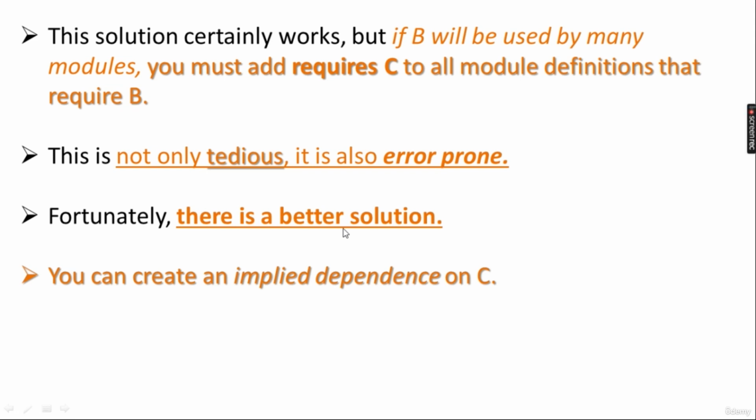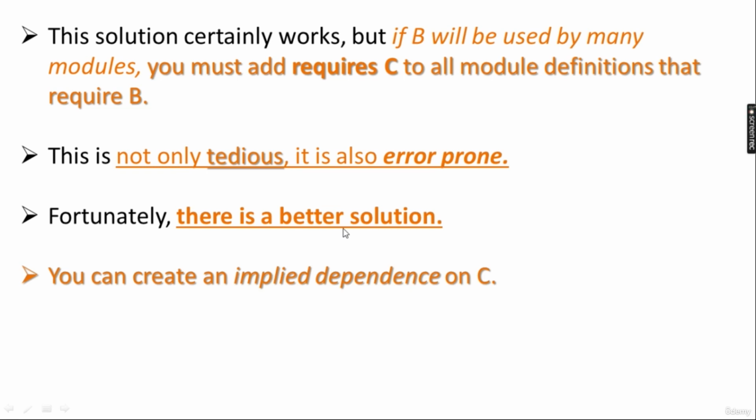So each and every module that requires B, you will have to add the line requires C. If B is used by many modules, like E requires C, F requires C, T requires C, and so on, this is not only tedious but also error prone. It can create errors. There is a better solution to this.